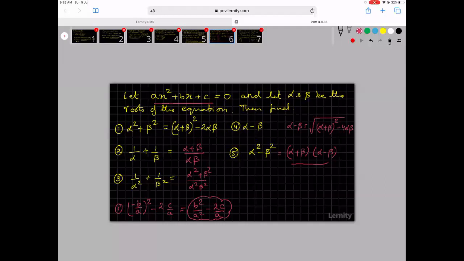So third one, if I have to do, this is equal to alpha plus beta the whole square minus 2 times alpha beta divided by alpha beta the whole square. So from the first question, you can get the value for this, or directly you can look at this. From the first question, you can get the value of alpha square plus beta square, and then from there you can work on.